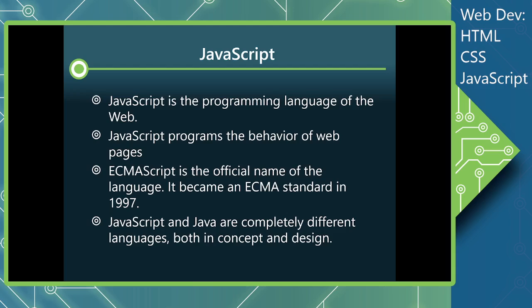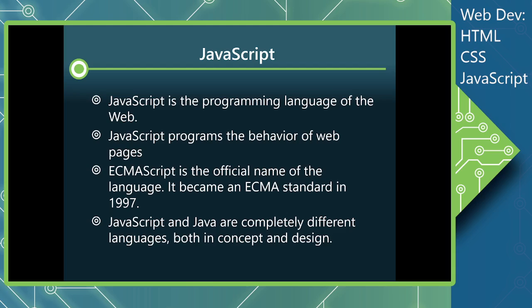What JavaScript does is it allows us to program behavior into our systems. The official name nowadays of JavaScript is ECMAScript, which is the official name of the language. It became an ECMA standard in 1997.